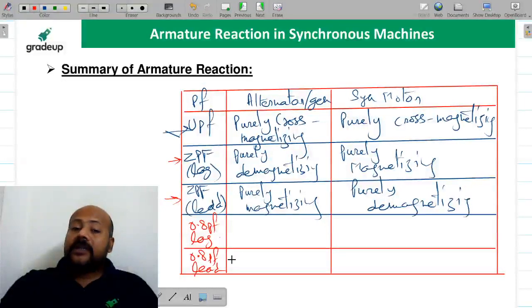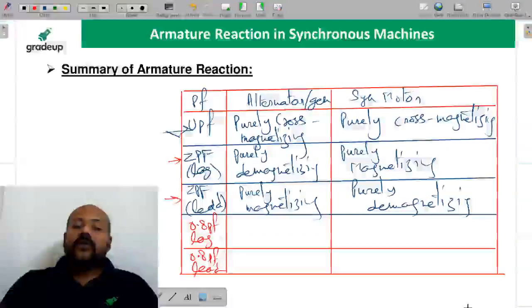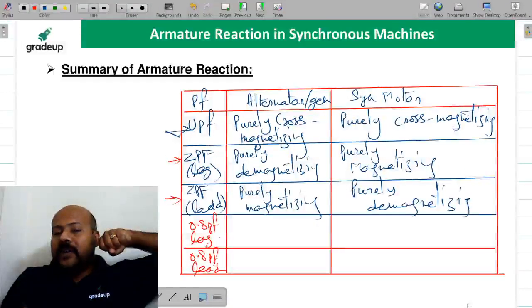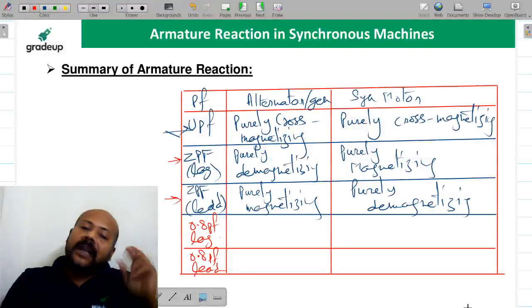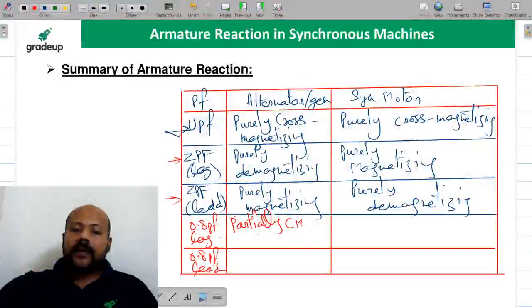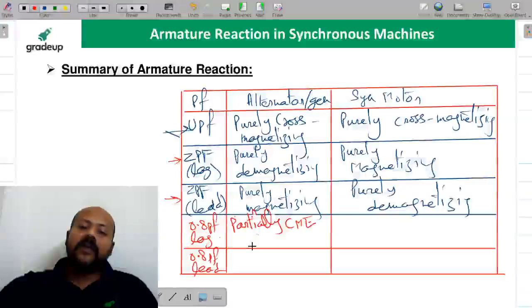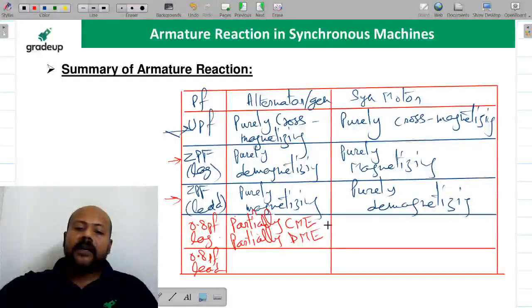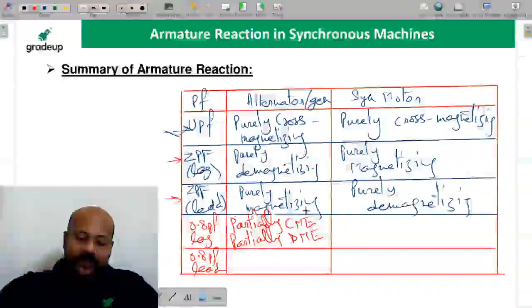Now it is very important that you understand this point which I am going to make. If you want to know the effect of armature reaction for 0.8 power factor lagging, then you have to take some effect for the unity power factor and some effect for the zero power factor lag condition. It means your armature reaction for the alternator is going to be, let me write it in a broader sense so that you can remember it, partially cross magnetizing. I am writing cross magnetizing effect of the armature reaction as CME, and partially it is going to be demagnetizing effect. This is how I am writing demagnetizing effect.